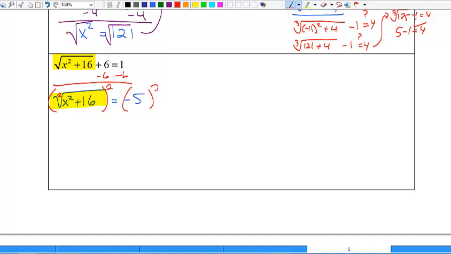So I'm going to raise both sides to the 2 so that the square and the square root can undo each other, and I'm just left with the inside radicand. Negative 5 squared, notice I'm multiplying negative 5 times negative 5, which is positive 25.